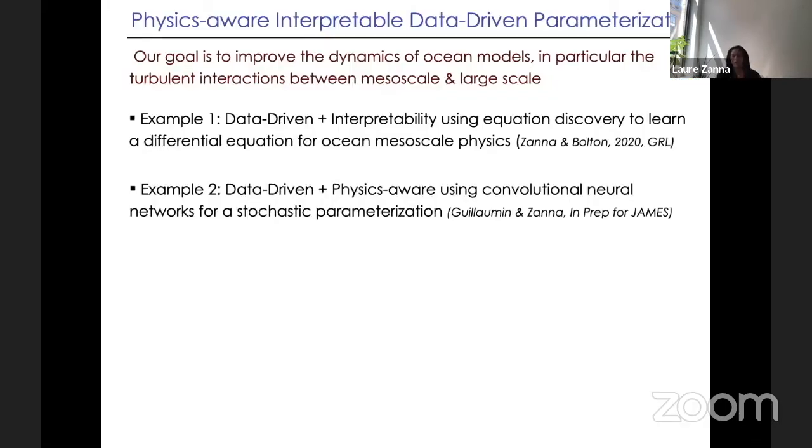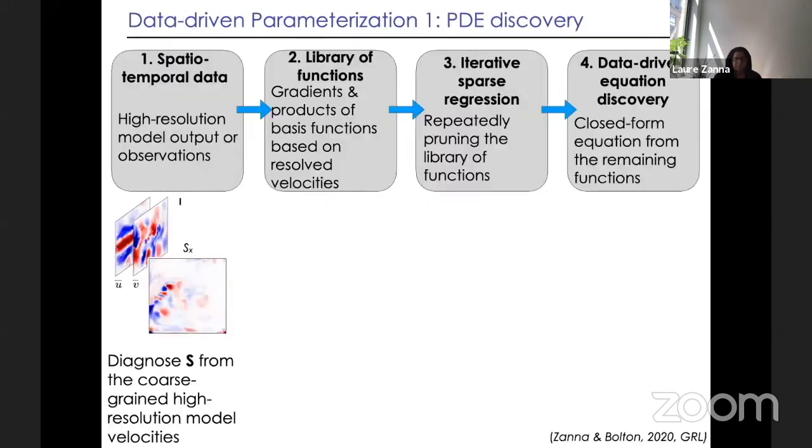Okay, so as mentioned, I'm going to focus on ocean dynamics. So mesoscale, 10 to 100 kilometer resolution roughly, and the impact on the large scale flow. So example one is going to be this data-driven interpretable equation discovery. So we're going to learn a differential equation for the ocean physics for the part that we don't resolve. Only the part that we don't resolve, right? I'm assuming that I know everything at the larger scale because I can resolve it. And example number 2 is going to use the more black box approach, but again, trying to remain true to the physics, the fact that turbulent processes are not deterministic, they're stochastic. And so there we're going to modify the way we optimize the algorithm to include those approaches.